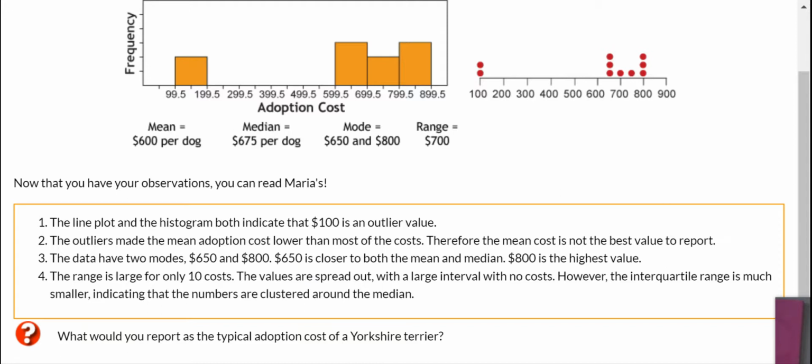And the range is large, but only for 10 costs. The values are spread out, and that's a pretty large interval since the range is $700. That's a big difference in dog prices for just 10 different dogs. The interquartile range is much smaller. So the interquartile range was, I think, $200, and that indicates that the numbers are clustered around the median.